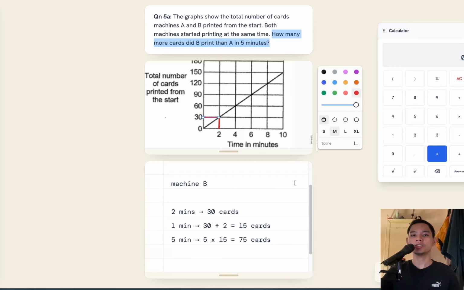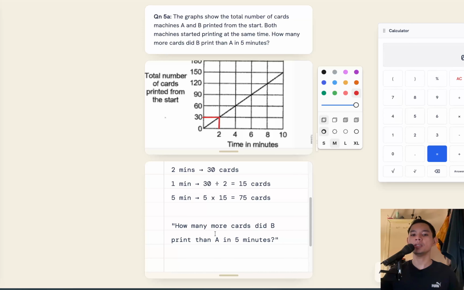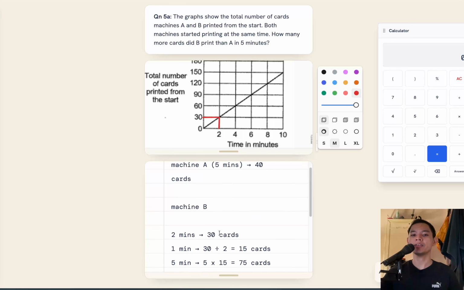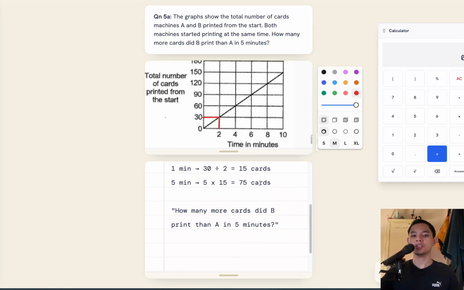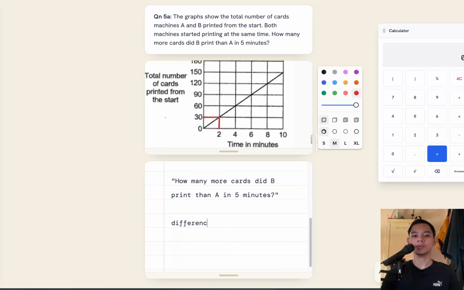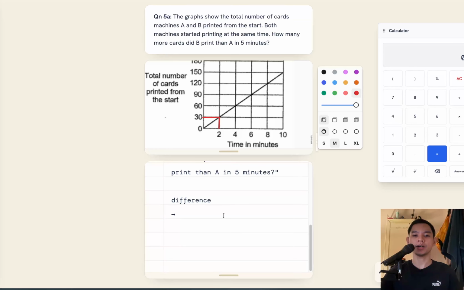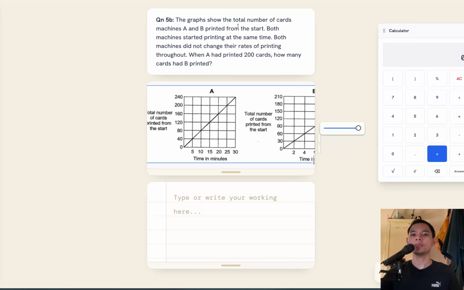So from the question, how many more cards did B print than A in 5 minutes? I think it's pretty straightforward. The difference will be 75 minus 40, which is 35 cards. Okay, there you go. So the answer is 35 cards. So question 5, part B.